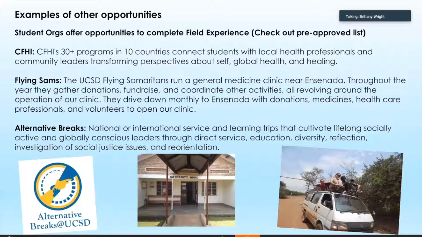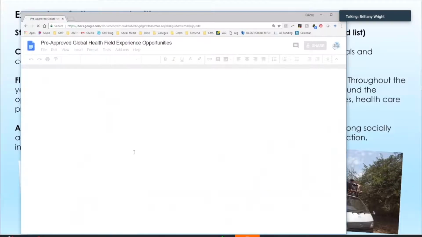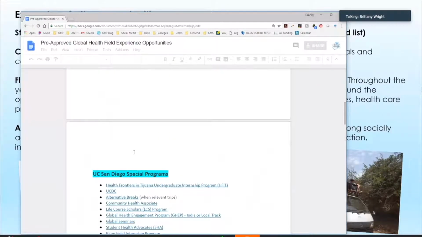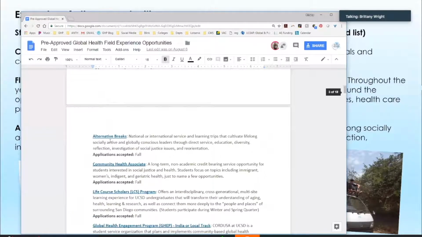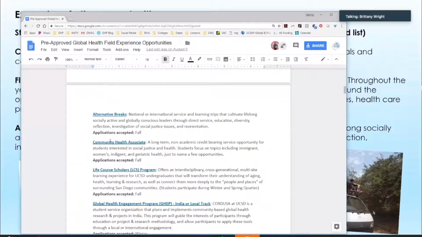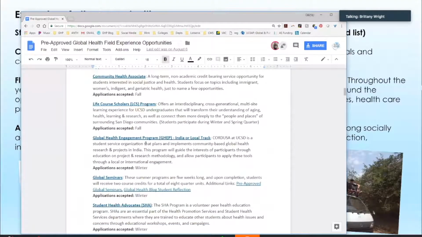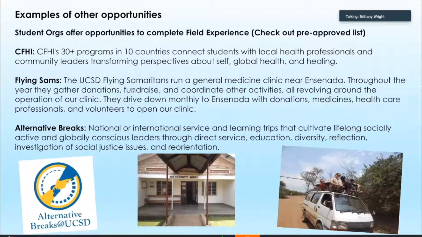Now, those are just a couple examples. If you go back to the field experience page on the website and you look at these pre-approved opportunities and you go down to special programs, there are other ones such as UCDC, where you can learn about health policy in Washington, D.C. There's Community Health Associates, so that's something where applications get sent out in fall and you're placed at a site in a health internship, and Student Health Advocates. So, as I said, there are many opportunities.